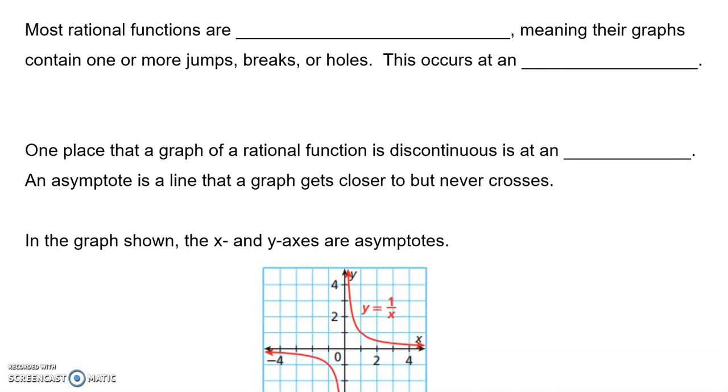So most rational functions are discontinuous functions, meaning their graphs contain one or more jumps, breaks, or holes. This occurs at an excluded value.